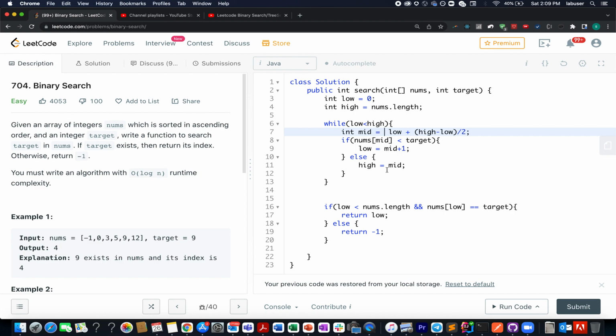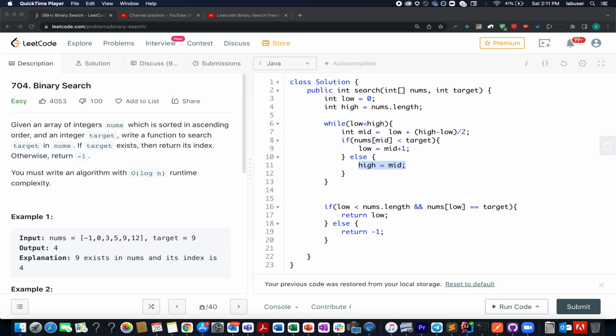And now let's get back to the standard way of writing the binary search algo, which is you create two pointers, low and high. Low points to 0, high points to nums.length, the number of elements that are there in your input array. You keep iterating till the time your low is less than high. You calculate the middle value, which turns out to be low plus high minus low by 2. And if nums.mid is less than target, I update low to mid plus 1. Otherwise, I'll simply update my high to mid.